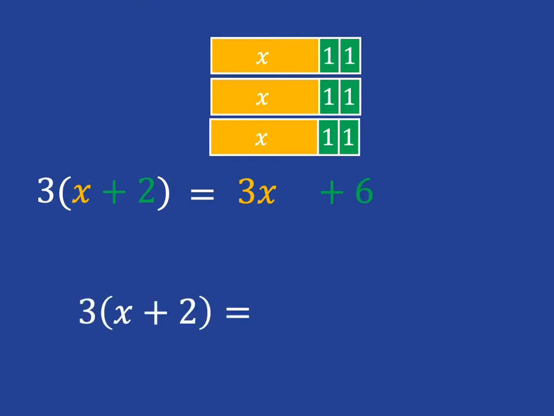And we can see that algebraically by just having a look here. We've got 3 lots of x plus 2. That 3 has to multiply with each and everything inside the bracket. So 3 needs to multiply with the x to give you the 3x, and 3 needs to multiply with the plus 2 to give you the plus 6. And that's the distributive law, that 3 needs to multiply with each and every term inside the bracket.